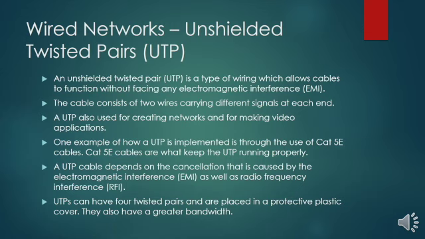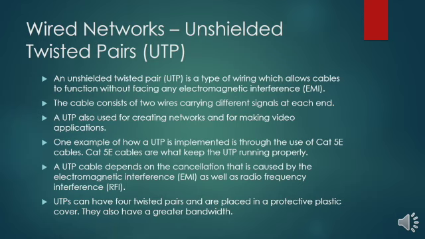First, we're going to talk about unshielded twisted pairs. So, an unshielded twisted pair, or UTP, is a type of wiring that allows cables to function without any electromagnetic interference. An unshielded twisted pair consists of two wires with two different signals in each end. It is also known for being able to create networks, and you could also use them to make video applications as well.